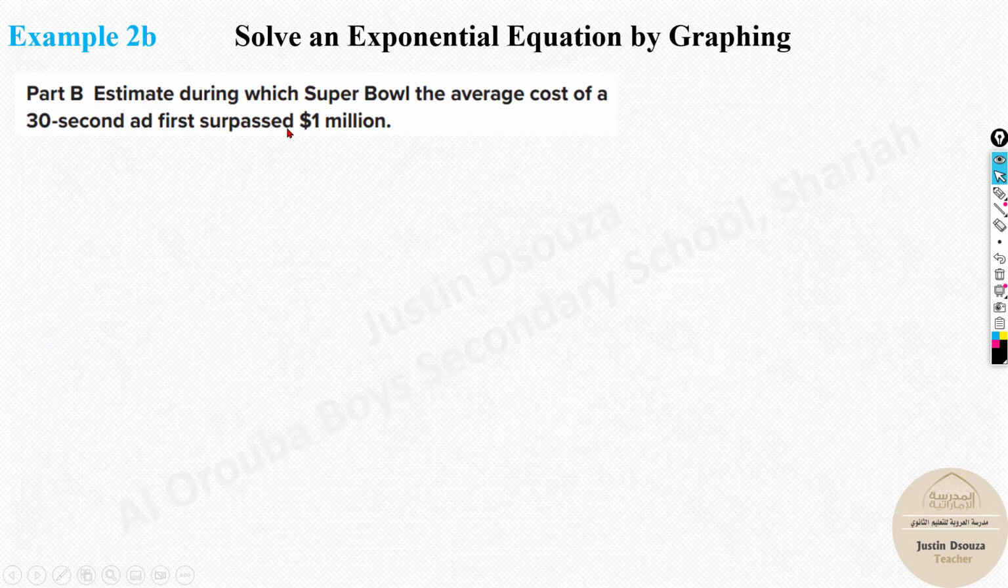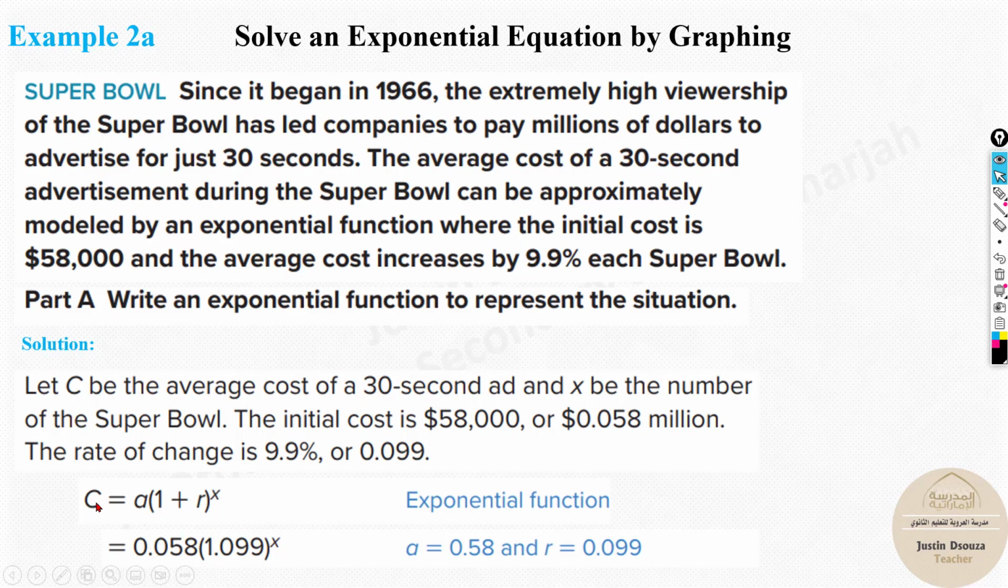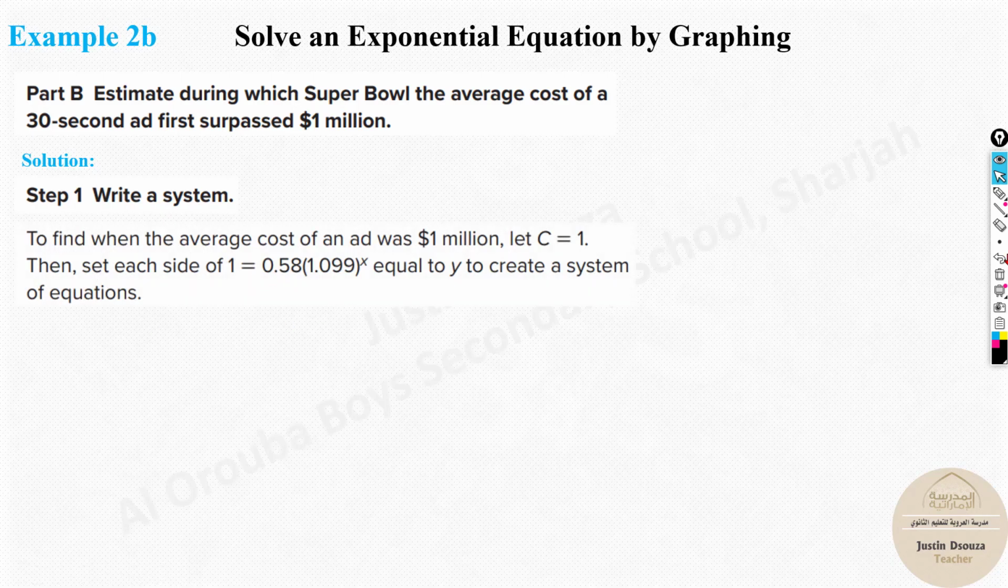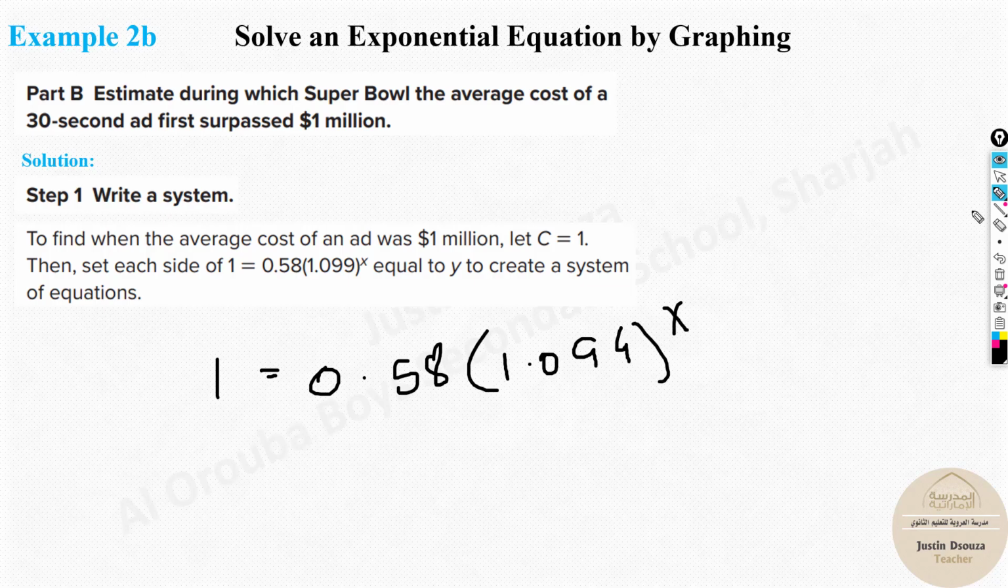Now the second part over here: estimate during which Super Bowl the average cost of a 30-second ad surpassed 1 million. Now you can see the C, the average cost. When did it reach 1 million? That is what they want. In which Super Bowl? So what you basically do is you have to equate the same equation we just now wrote to 1 million. Since we are writing everything in terms of million, just 1 equals the equation which we had just now, 0.058 times 1.099 to the power x.